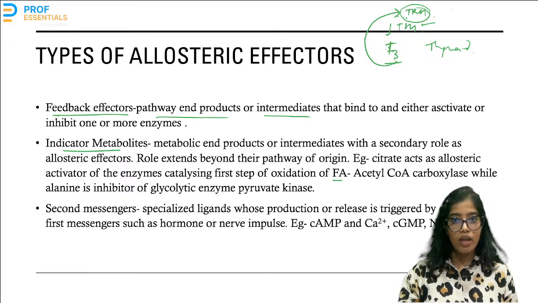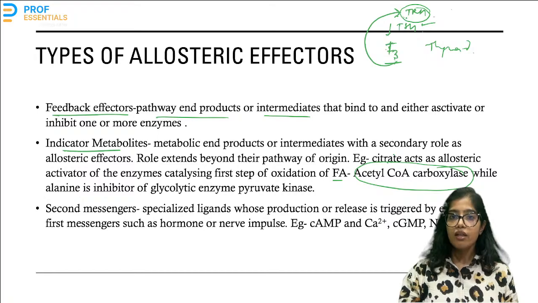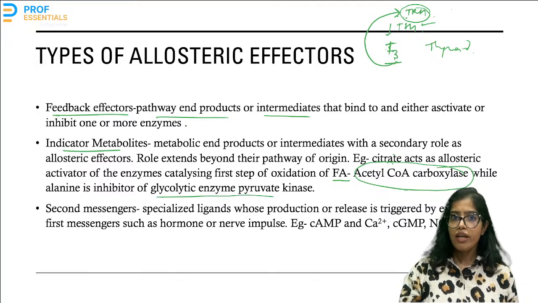Acetyl-CoA carboxylase is required in the fatty acid reaction. So this citrate, which is getting generated in the TCA cycle, is then going to act as the allosteric effector of acetyl-CoA carboxylase in the fatty acid reaction. Pyruvate kinase is an enzyme in glycolysis, whereas alanine is nowhere related to glycolysis, but it is going to come and cause allosteric inhibition of pyruvate kinase. So indicator metabolites are across the pathways.